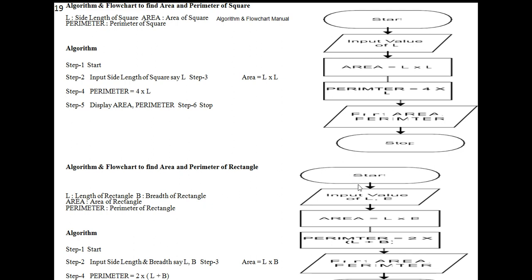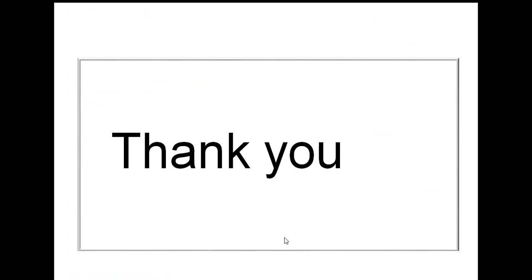So the algorithm flowchart also involves start, input values of L and B, area equal to L into B, perimeter equal to 2 into L plus B, and then you have to print area and perimeter, then you have to stop. So these are the steps of your flowchart for finding the area and perimeter of a rectangle.